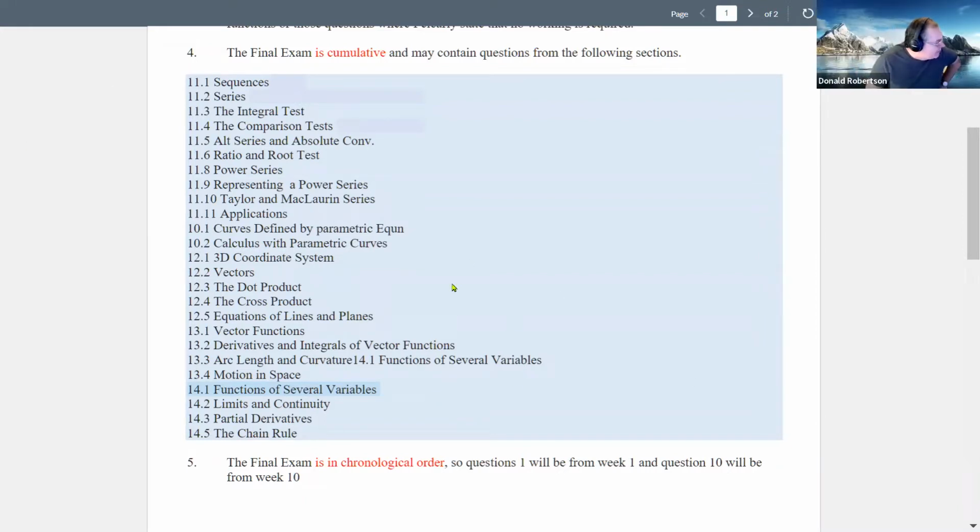Just blue. So question one is going to be from sequences and series, and question 10 is going to be on partial derivatives in general. So it's in chronological order. If you're doing a question and it's number 3, don't think week 7 work, right? Don't do whatever you were doing in week 9 to do a question that's quite early on.